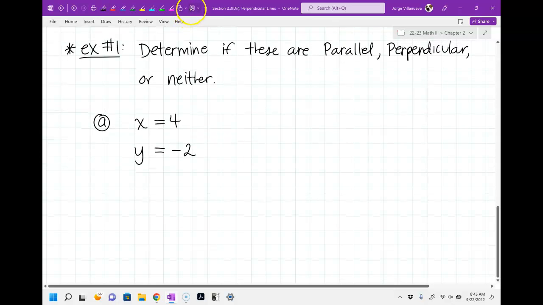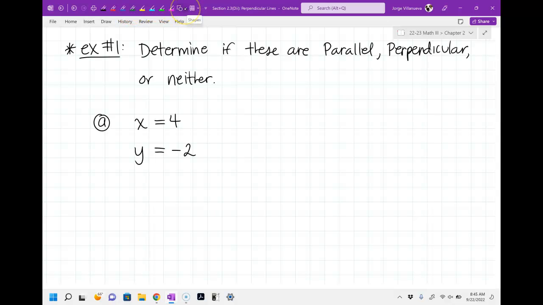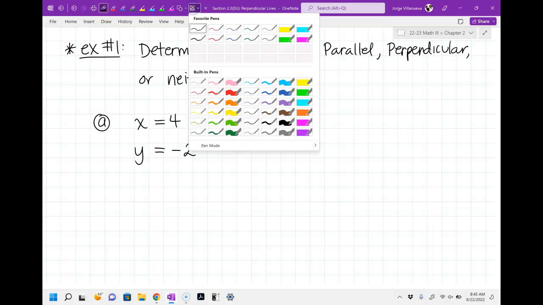Like, what is x equal to 4? What kind of line is x equal to 4? Anybody remember? Not horizontal. Vertical. X equal to 4 is a vertical line. Now, I'm going to just graph it real quick for us, okay? Just that way we can see it.